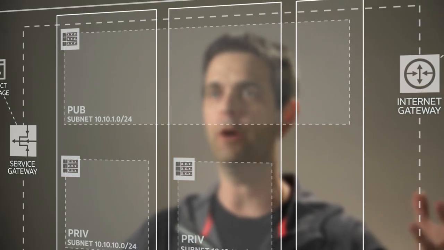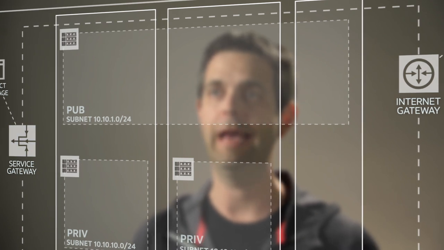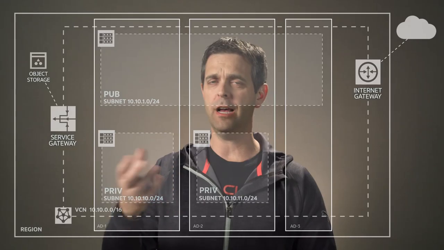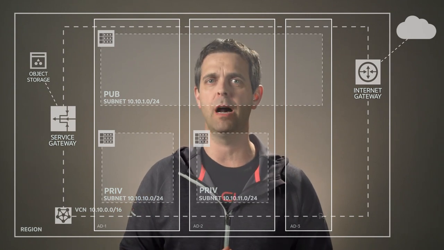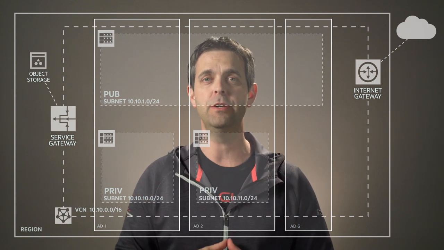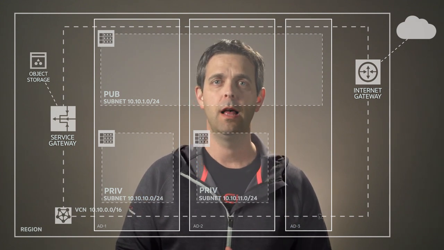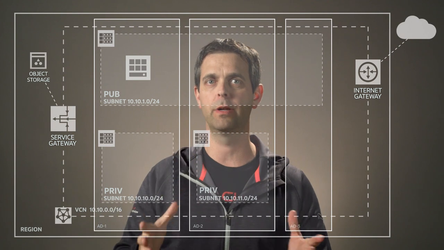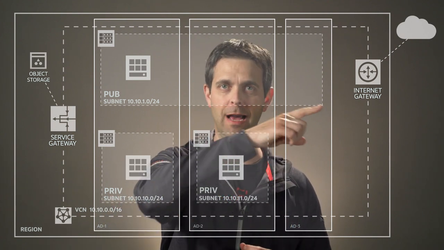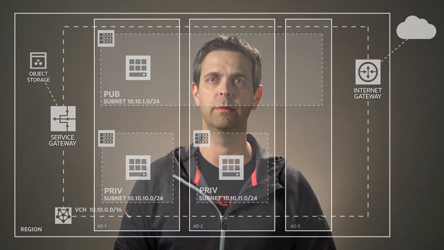So now that we have our route tables defined, we have our gateways created, a mechanism to enter and exit our virtual cloud network, we have to control what is allowed to flow into and out of our virtual cloud network. To help illustrate this process, let's go ahead and just put a couple of compute resources in the different subnets so we can think about the traffic flow into and out of those compute instances. So we'll put one here in the public subnet, we'll put a couple here in these private subnets, and that gives us the ability now to visualize that traffic flow through our environment.